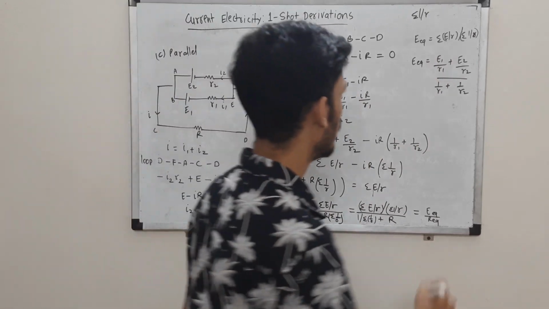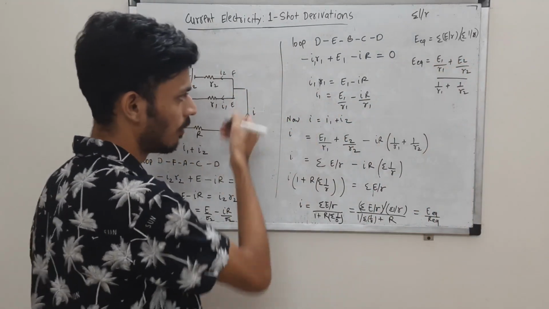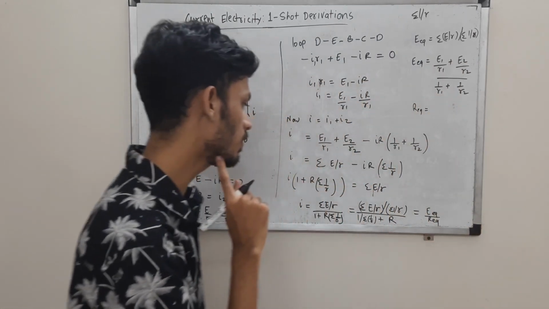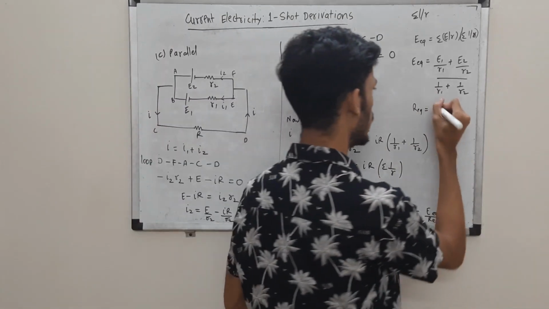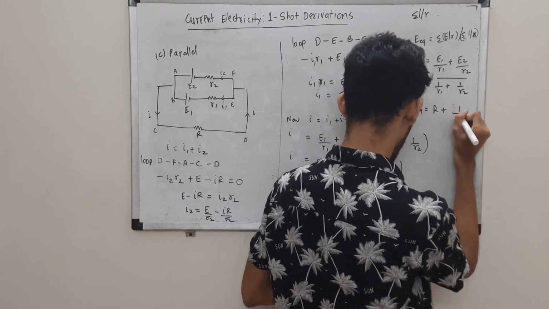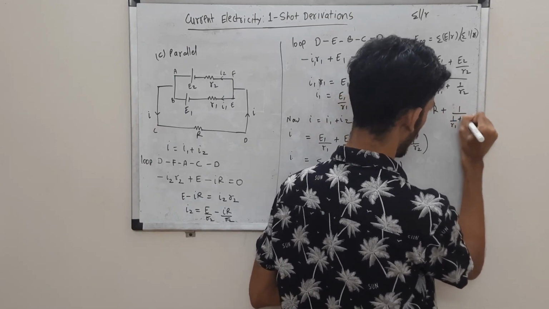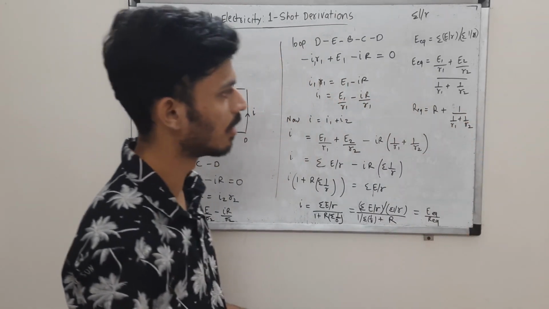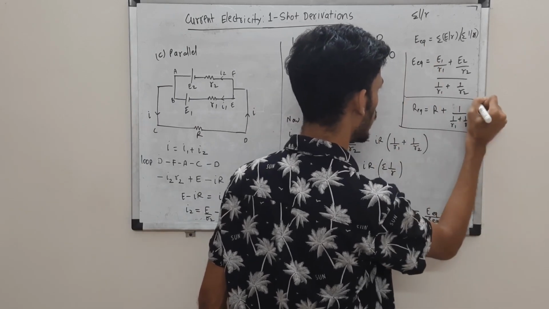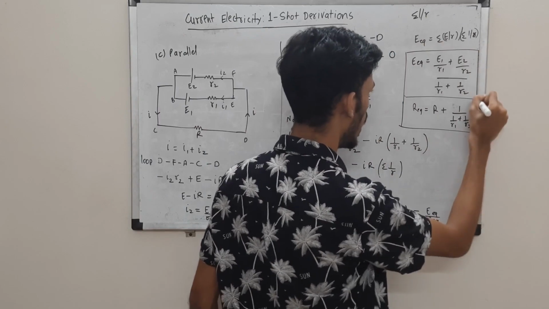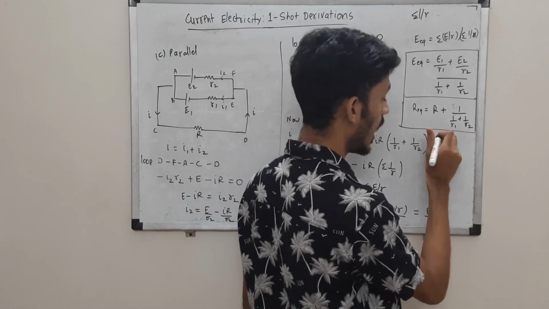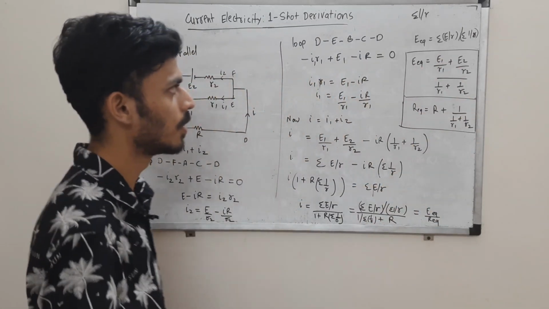This is the equivalent EMF of this circuit, and your R equivalent will be simply what you obtained over here, capital R of course, plus 1 upon summation 1 by R, so 1 by R1 plus 1 by R2. So this is the equivalent resistance. These are the two relations that you are supposed to remember thoroughly. And this is the net current that you obtain, this I equivalent, so you can divide this and this, and that will give you the net current.